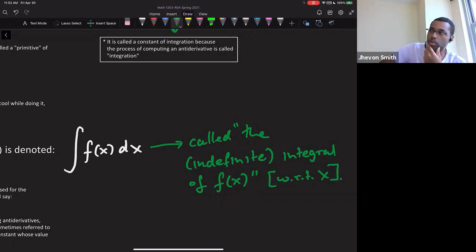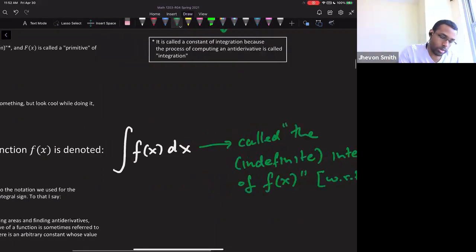Now, the word indefinite is often dropped, and we just say the integral of f. When people say the integral of f, they're usually talking about the general antiderivative. But when people say the definite integral, they put in the word definite, and then some computation is implied, where we're finding the exact area under a curve between some interval.